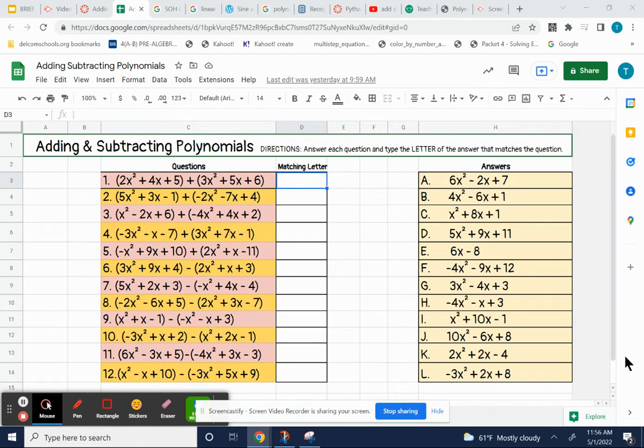Okay, this lesson is over adding and subtracting polynomials. Now these are really trinomials, because there are three pieces to them. Your ninth grade teacher will go into a lot more detail about things like this, but they're trinomials because there's three parts. We're going to add and subtract them, and basically what we're doing, guys, is just combining our like terms together.